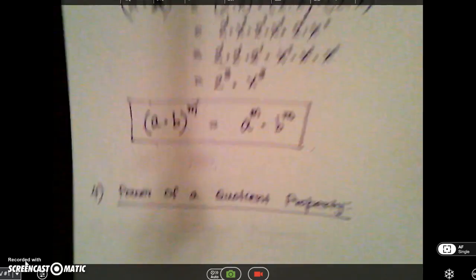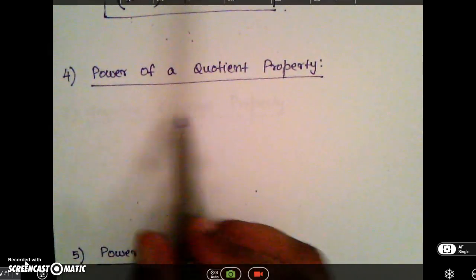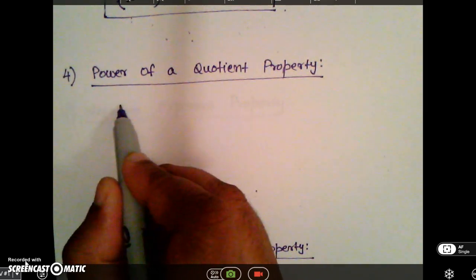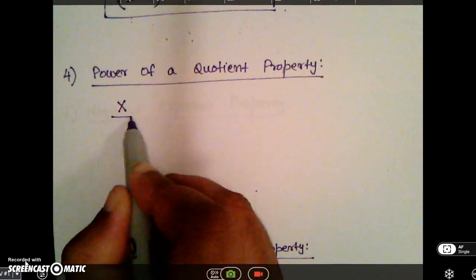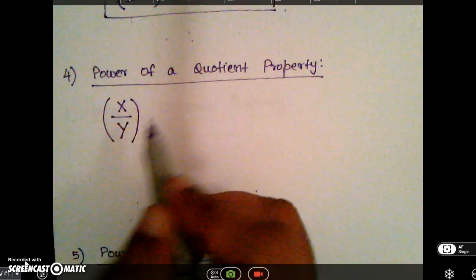Okay. The next comes power of a quotient property. So power of a quotient means I have two things that are being divided now. So let's say I have x divided by y. I'm raising it to a power of 3.